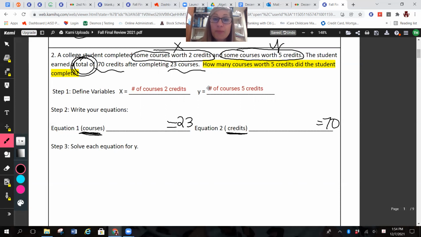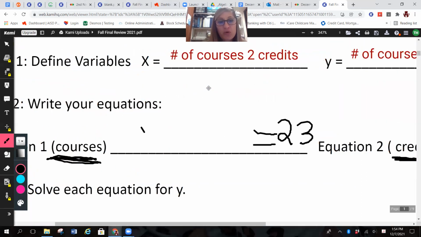So going back to equation 1, it says, what courses did you take? Well, I took some courses that were worth 2 credits. I took some courses that were worth 5 credits. Together, they're worth 23 courses.